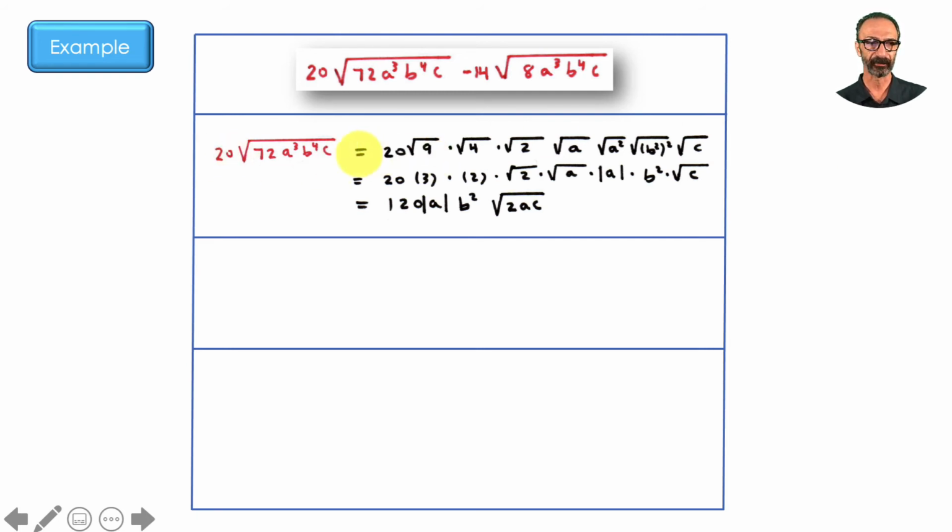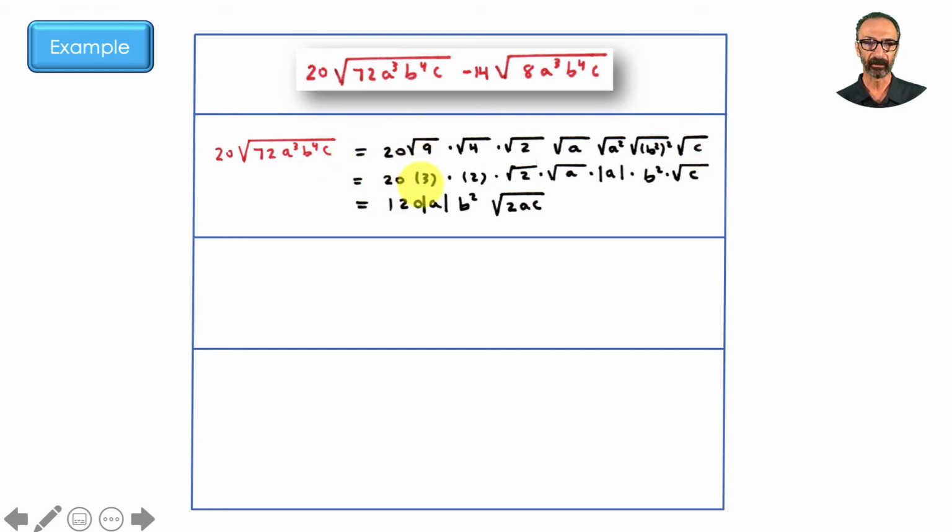Let's take a look. 20 outside, 72 is 9 times 8, or 9 times 4 times 2. And we have a 9 as a perfect square, 4 as a perfect square, 2 has to stay inside. A to the third is a to the second and 1a. B to the 4 is b to the second. C is a loner, stays by itself.